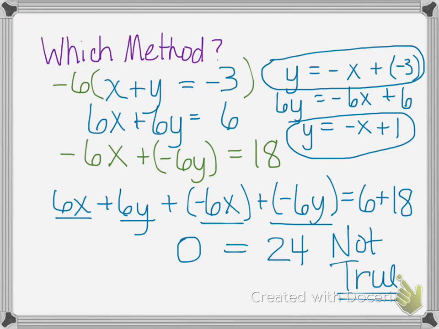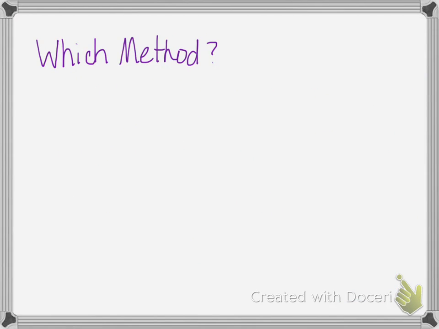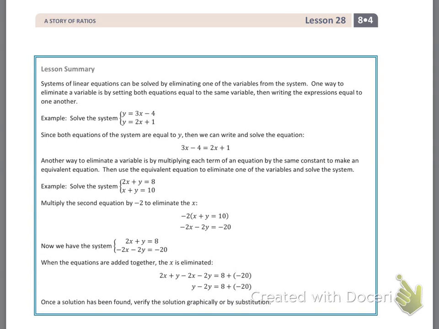All right, so let's look at what we learned in this lesson. This lesson summary is on your problem set, and it just summarizes the different methods that we have used to eliminate variables from systems of equations and find the solution. So you can look over that before you do the exit ticket and the problem set. All right, good luck with that.